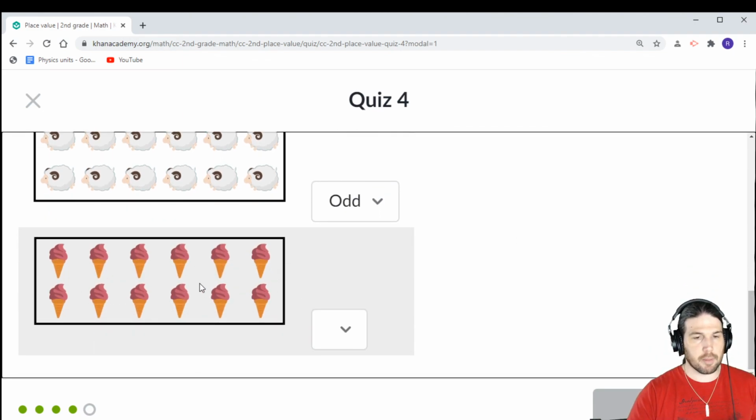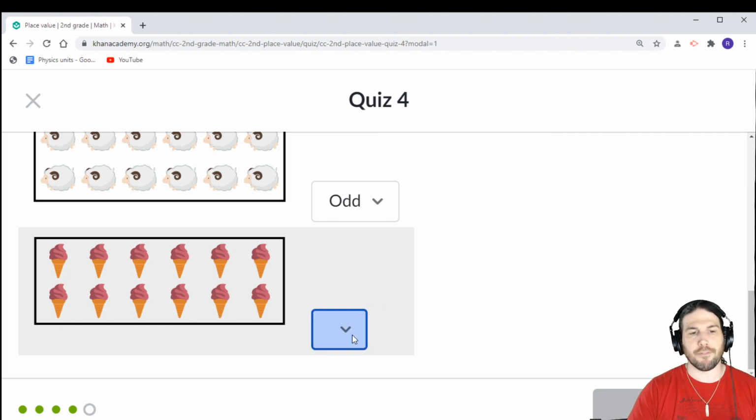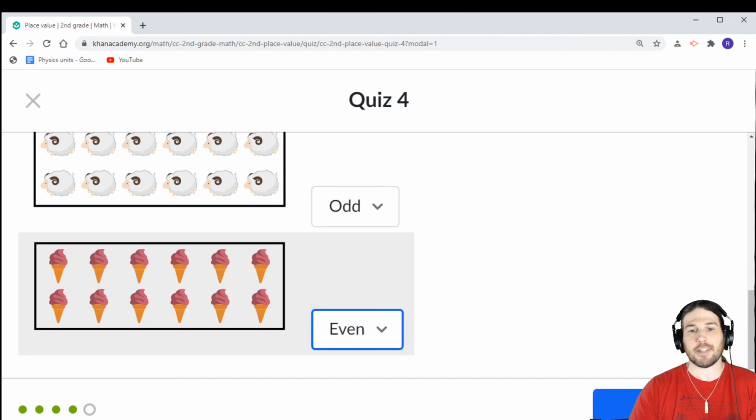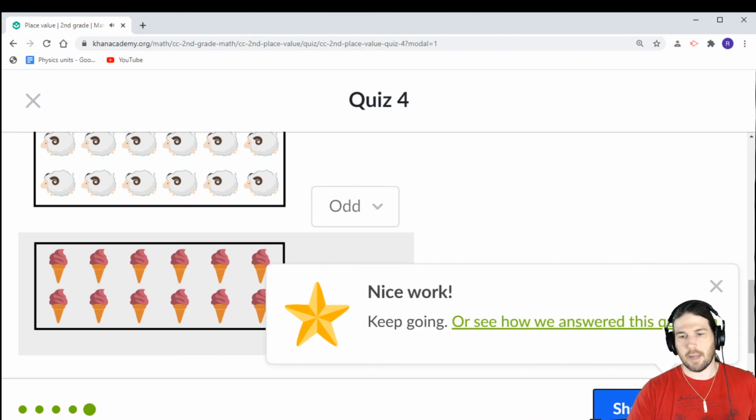And then the ice creams, again, much easier when they're organized into 2 rows, so you can very easily see that they pair up evenly. And that's quiz 4.